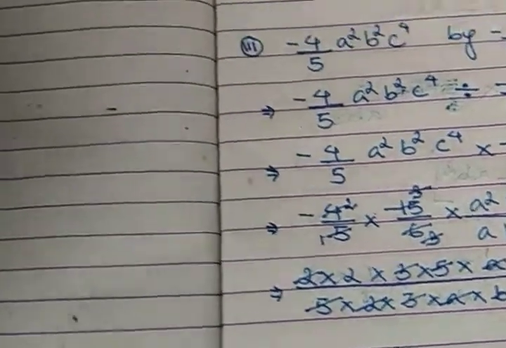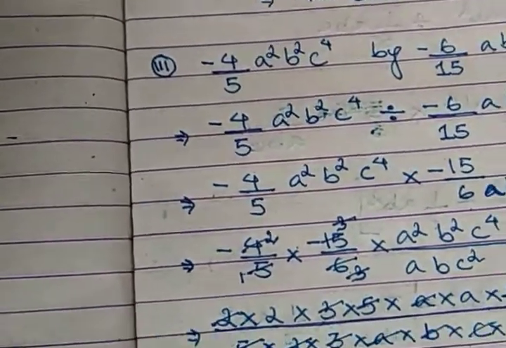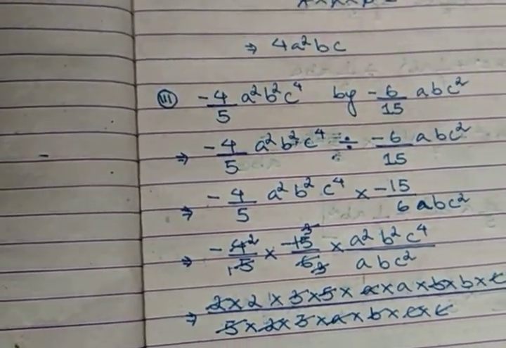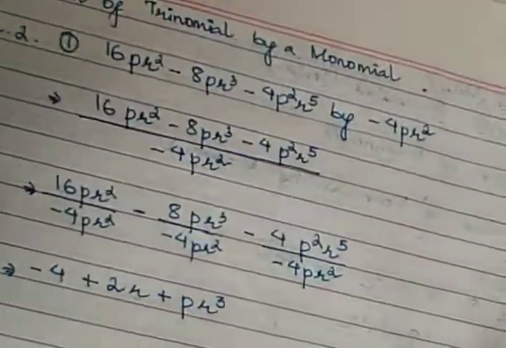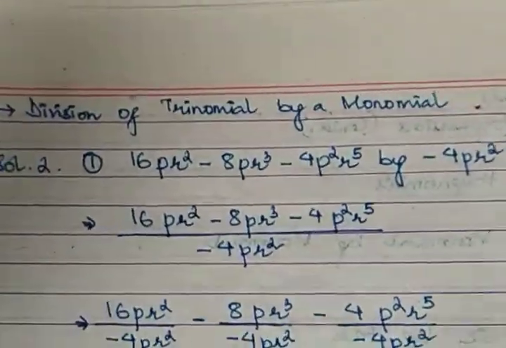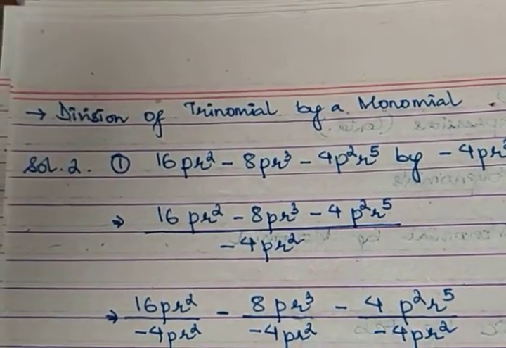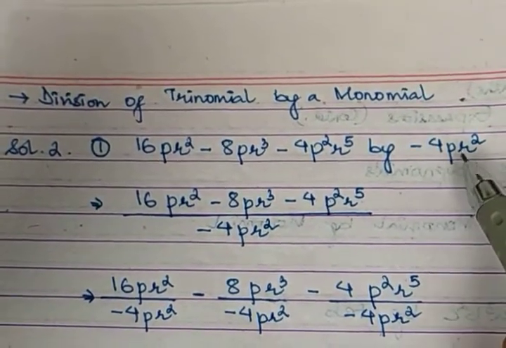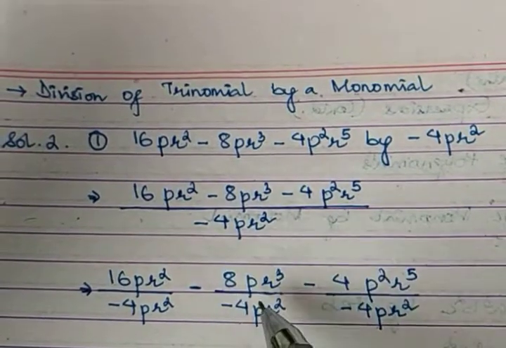Okay, now moving on to the next topic. Okay, again, what we have here in the next one is division of a trinomial by a monomial. So trinomial, that is 3 terms, by a single term monomial. So what I have done here, I have placed the monomial in the denominator part, see, denominator.